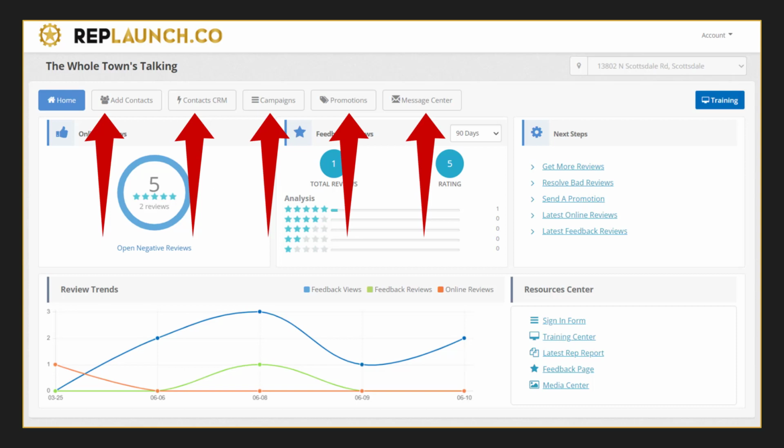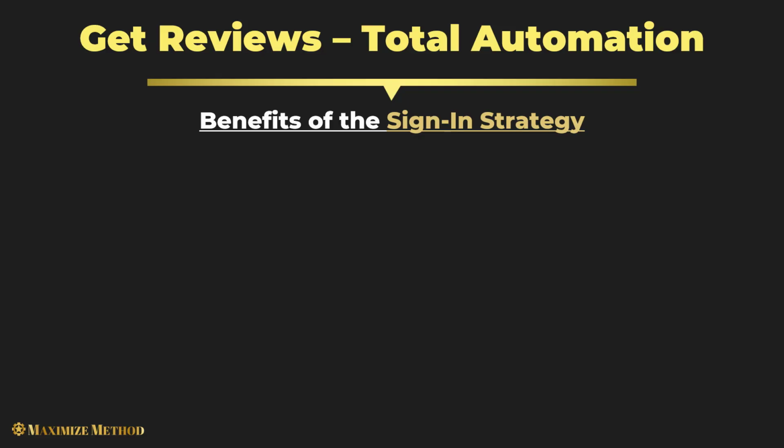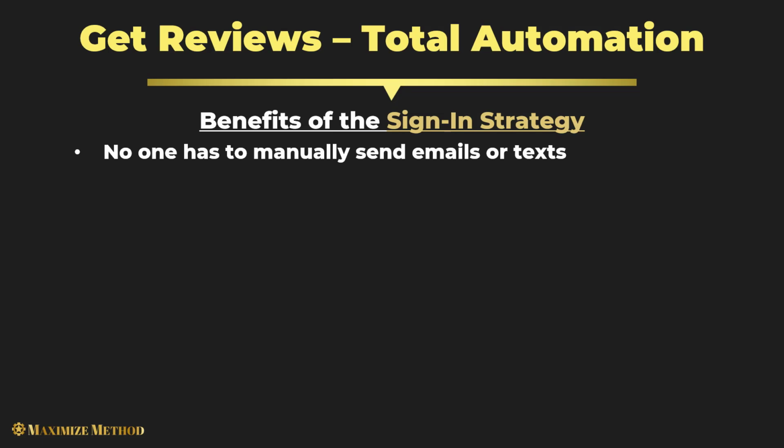And then we have the message center where you can handle the messages that you send one-on-one to your customers and clients and patients. And here's the access to your sign-in form, which is the thing that I just showed you. We have the training center, which is where your employees would go to be trained on reputation. We have the latest reputation reports to see how your reputation is doing across the web. We have your feedback page, which is, again, that thing that I just showed you, so you can direct people to your feedback page. And of course, there's your media center, which is where you can design your print media. So the benefits of this sign-in strategy is that no one has to manually send emails or text.